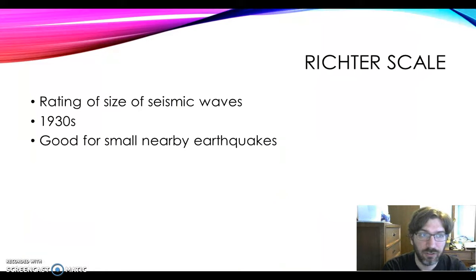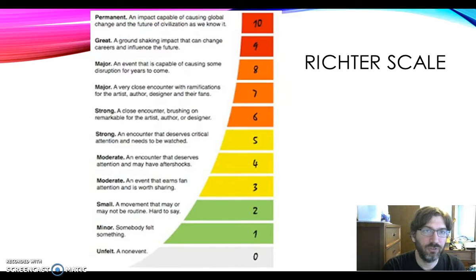Next scale is our Richter scale. This is rating the size of seismic waves, so not necessarily the intensity of the damage it caused, but the actual size of the waves. We started using this around the 1930s, and this was a good way for small nearby earthquakes to be measured. So it's good at measuring the magnitude of small earthquakes, making sure they're at least nearby to my seismograph. If they're further away, I'm going to get issues, and if they get too big, it kind of gets vague as we go down. So here's a look at our Richter scale.